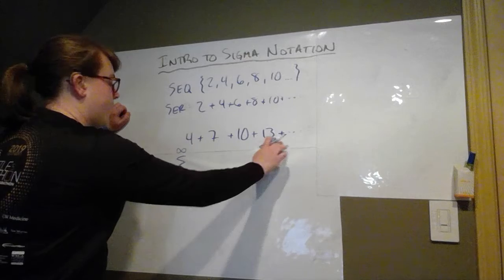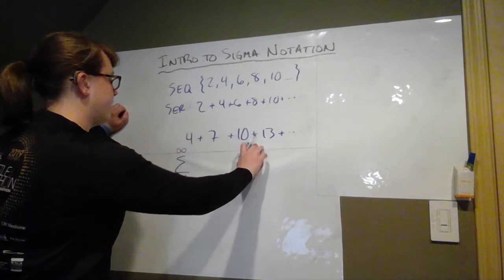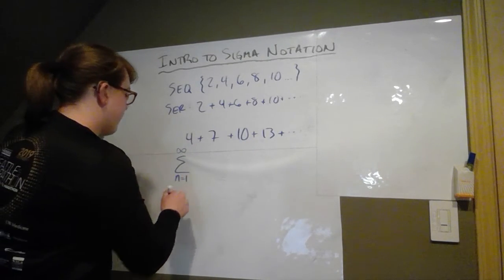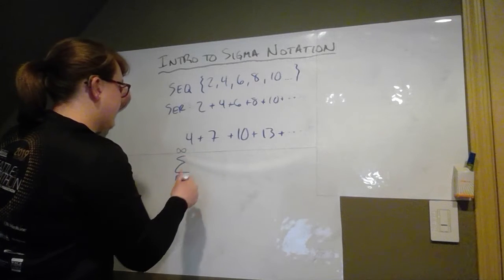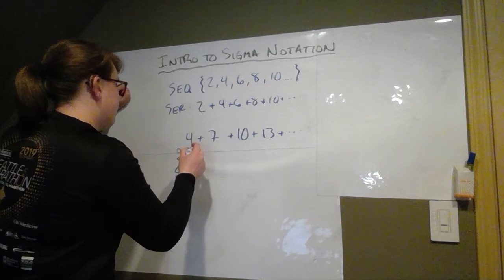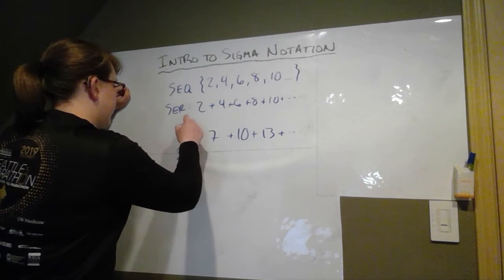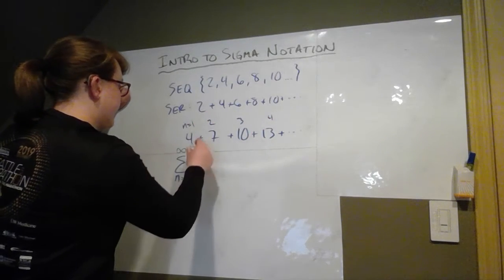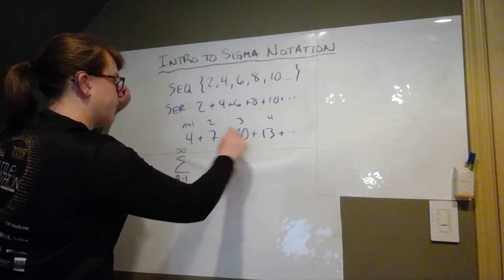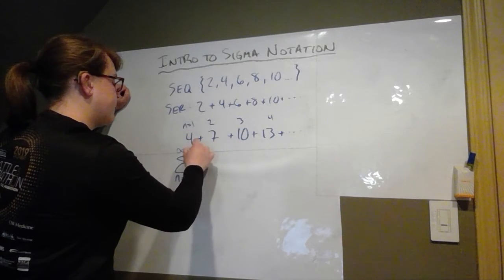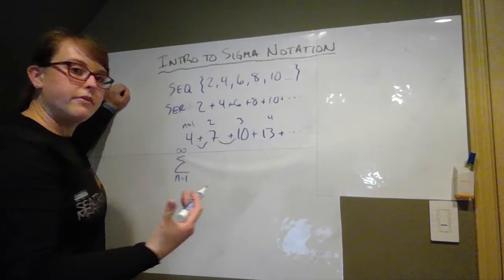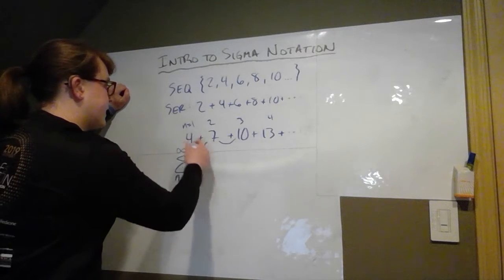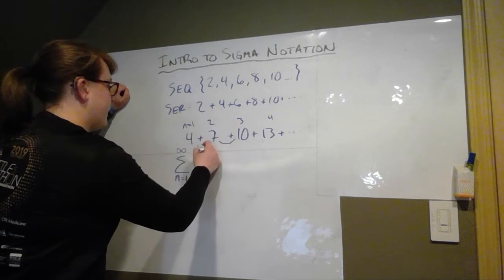Then we have to figure out how to define the series. So if this is my first term and n equals 1, then we kind of have to start noticing what's going on in here. What's the difference between each of these? Is there a common difference? In this case, we're going up by 3 each time, right?